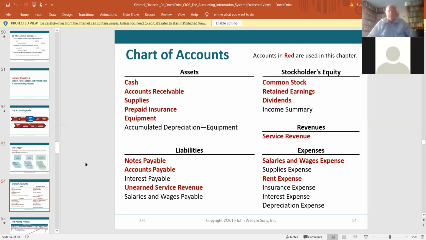And here they're showing you something called the chart of accounts. This company decided these are the areas of the business they want to track via the general ledger: cash, receivables, supplies, etc. Okay.